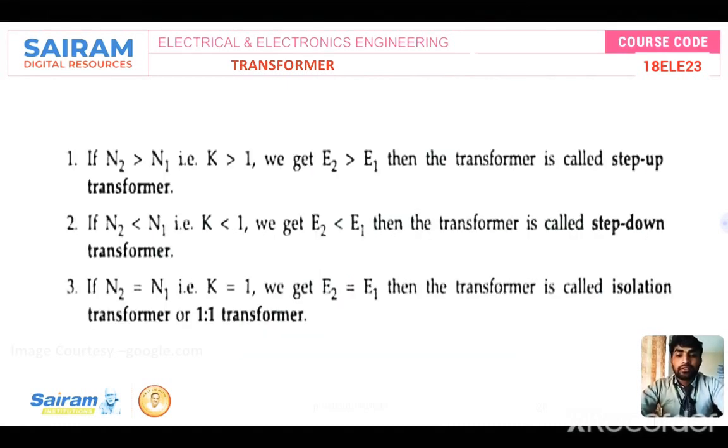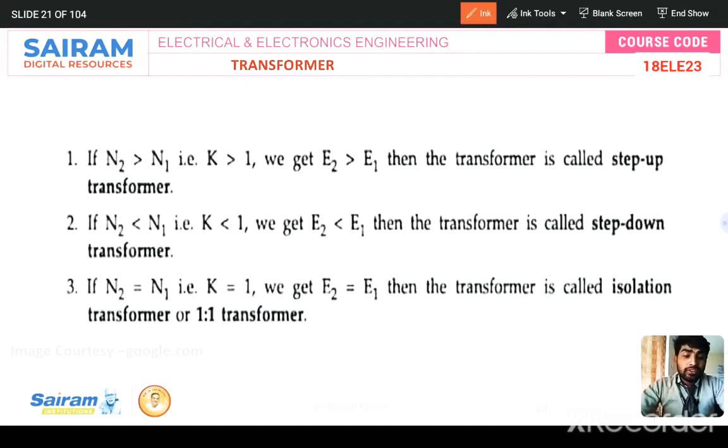If N2 is greater than N1, that is K is greater than 1 or E2 is greater than E1, then the transformer is called a step-up transformer. Where exactly do we use a step-up transformer? In practice, in the power station, for stepping up, for example, 11 kilovolts to 33 kilovolts.